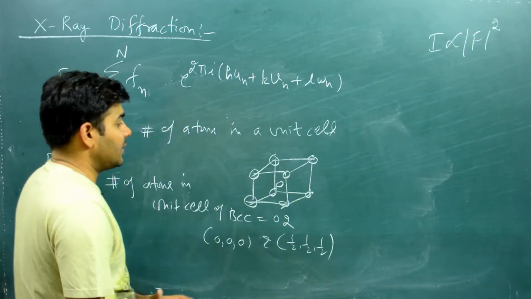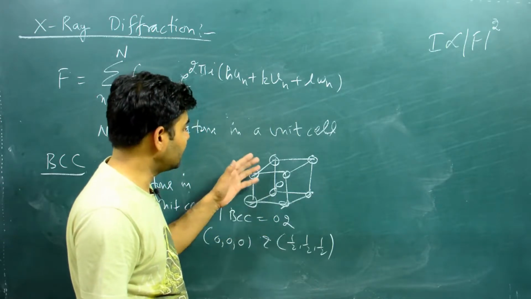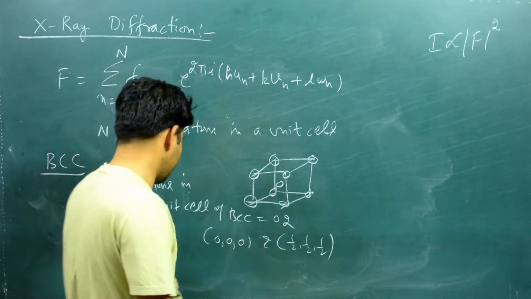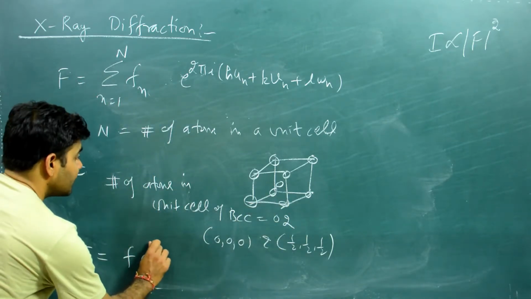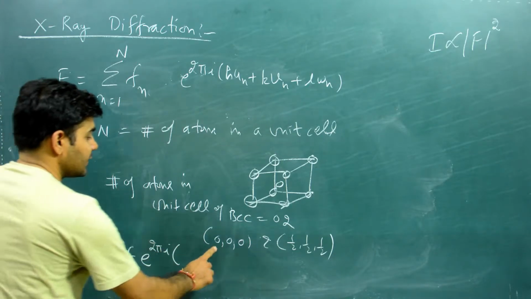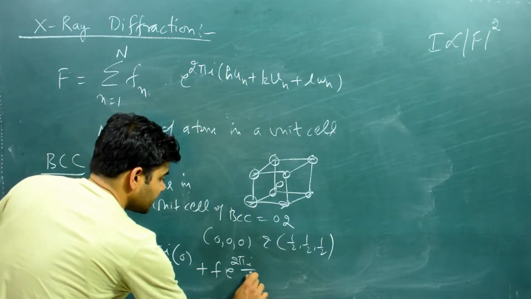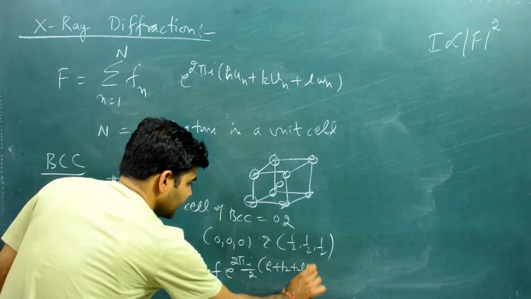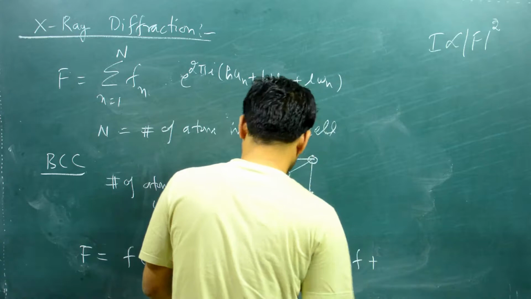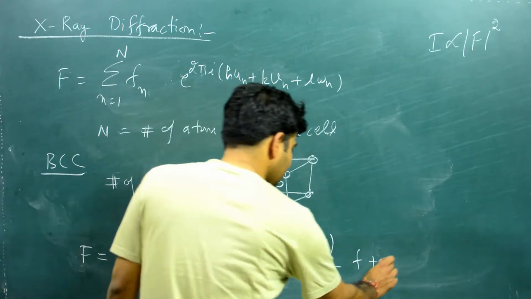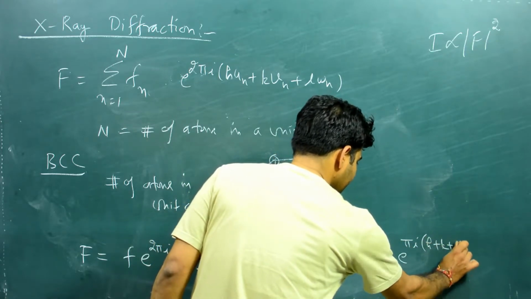If they had been of different kinds, then this f would have been different for all the atoms. But since they are of the same type, let me take that f out, with e to the power 2 pi iota. The first term will give me 0 and the second will give me e to the power 2 pi iota by 2 times h plus k plus l. Which means I will have f plus f e to the power pi iota (h plus k plus l).